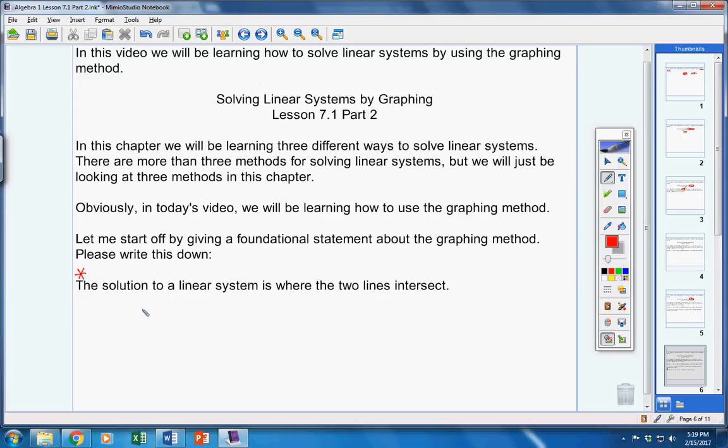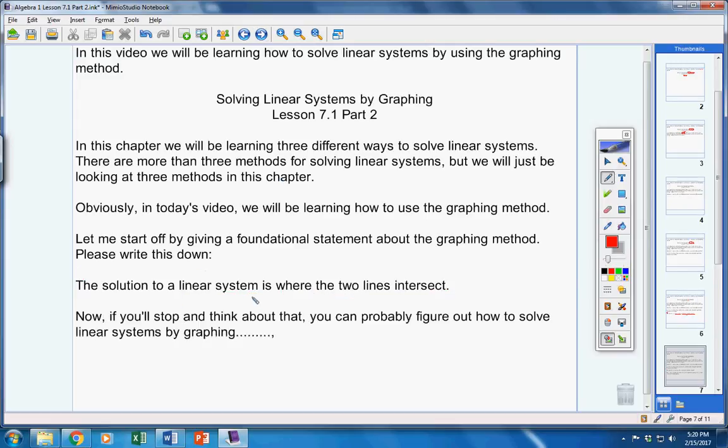The solution to a linear system is, are you ready? It's so simple. Where the 2 lines intersect. That's it. Let me say that again. When I ask you to solve a linear system, you're simply finding where the 2 lines intersect. That's it. Please copy that down. Anytime that I go too fast during the video, just pause the video.